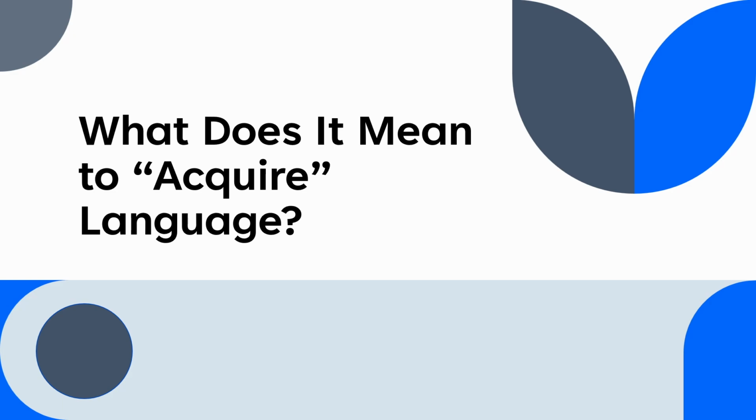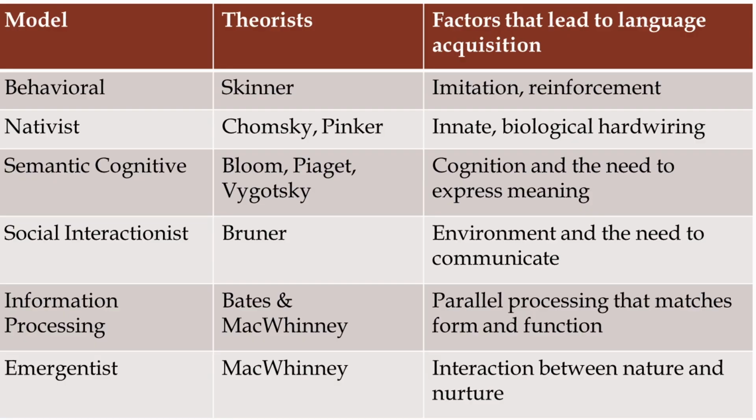In the next section, we'll examine these major language acquisition models and consider what each one helps us understand about how language learning happens. This slide and the 6 that follow present prevalent theories of language acquisition, detailing how each theory explains the phenomenon of language acquisition and discussing contributions and limitations of each theory.